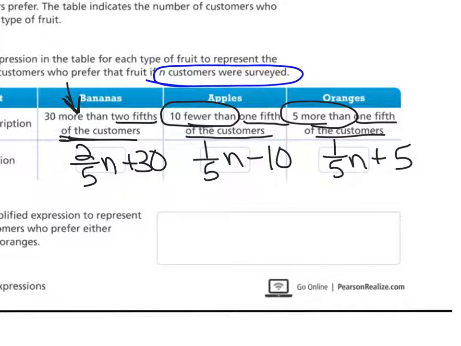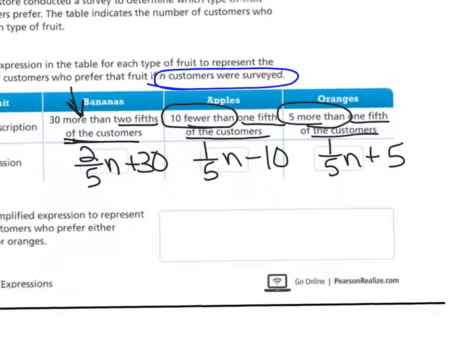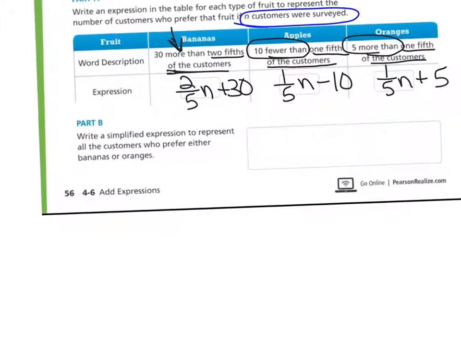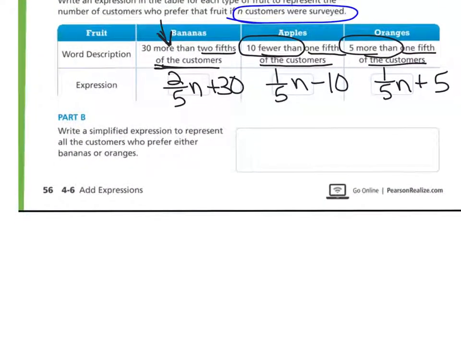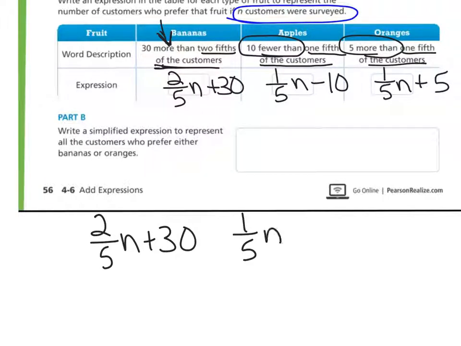And part B, they want us to write a simplified expression for all of the customers who prefer either bananas or oranges. So we have to be careful here. My first instinct was to go and add all these together because that's what we've mainly been doing, but we're actually just looking at the bananas and oranges. So bananas, oranges, and then we're going to add those together. You can put parentheses around each group if you want, but we really don't need to do that.